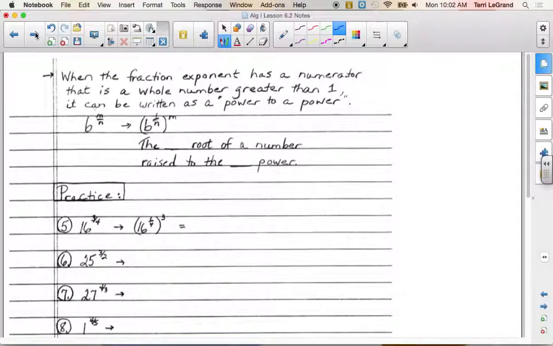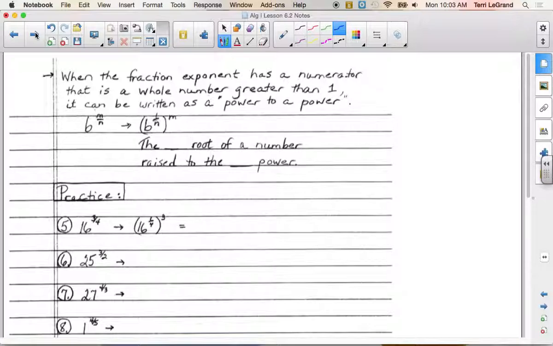When the fraction exponent has a numerator that is a whole number greater than 1, we can break it up and write it as a power to a power. Remember that chapter when we were exploring the properties of powers? Adding, subtracting, multiplying, and dividing powers with the same base, taking a power to a power, a product to a power. Anybody remember this? You have all that in your repertoire already. So now we're going to use that.